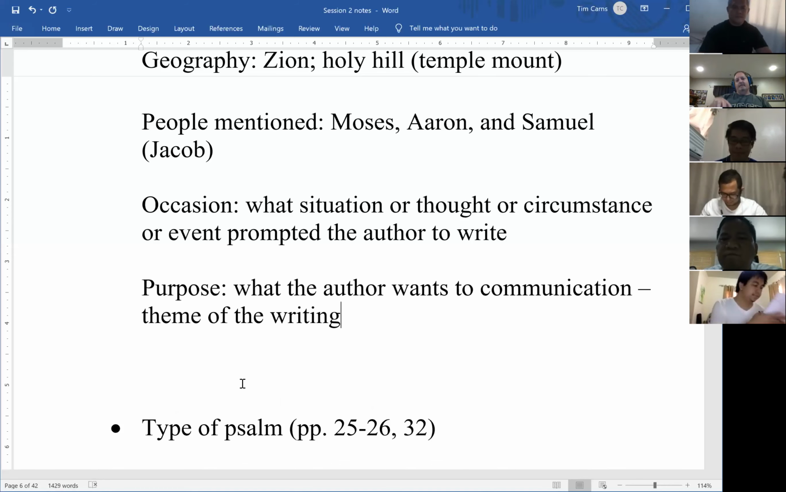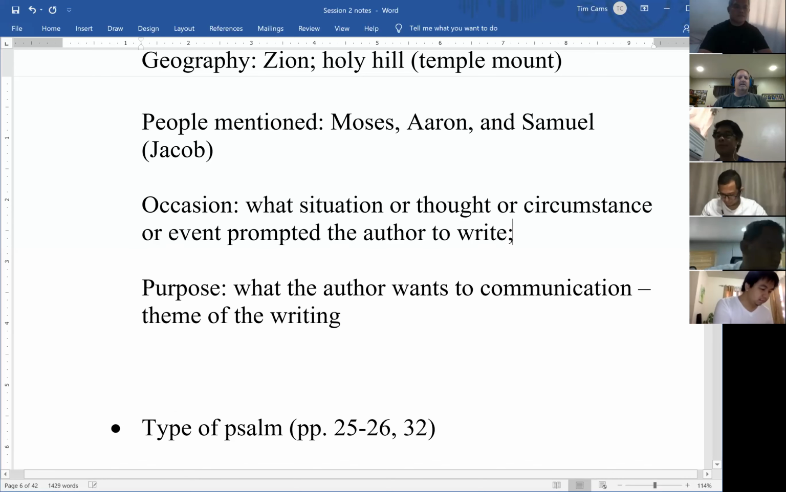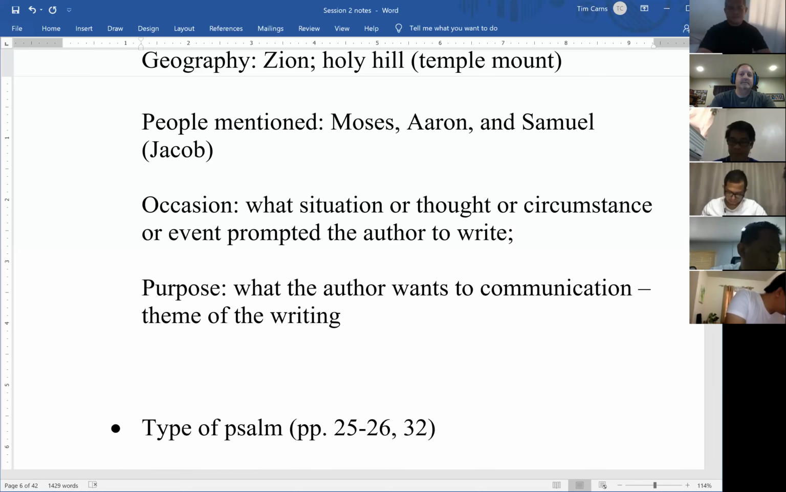So in this particular situation, what do you think the occasion for this poem is? What prompted the author to write? Any ideas? What was on his mind, you think? Worship. Worship, right? We'll call it temple worship specifically.